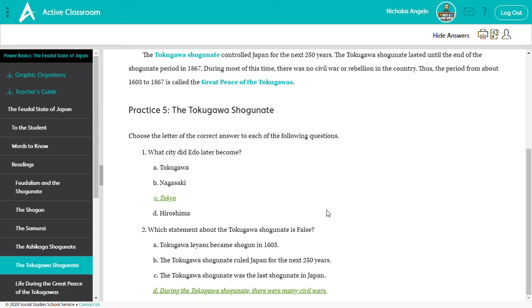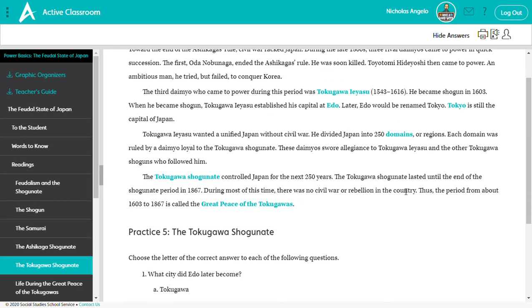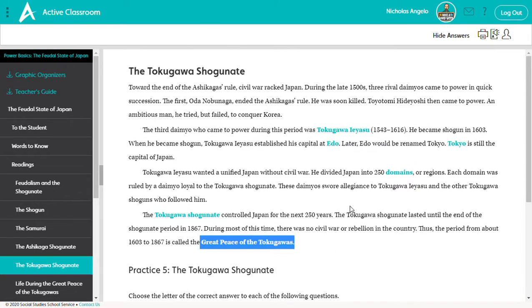2. Which statement about the Tokugawa shogunate is false? 3 of these statements are true, 1 is false. Tokugawa Ieyasu became shogun in 1603. The Tokugawa shogunate ruled Japan for the next 250 years. The Tokugawa shogunate was the last shogunate in Japan, or during the Tokugawa shogunate there were many civil wars. The only false statement there is D, there were many civil wars. Actually, there was a period of peace when the Tokugawa were in charge, from 1603 to 1867, which is why they call it the Great Peace of the Tokugawas. Okay?